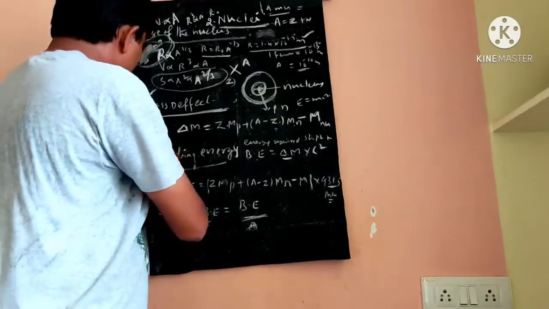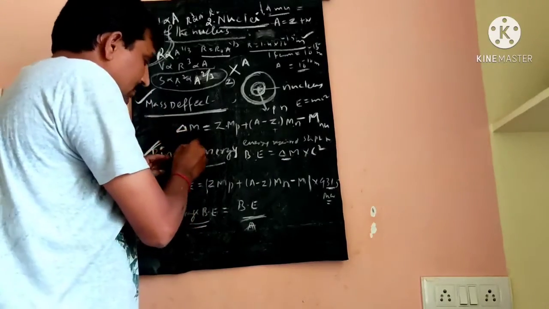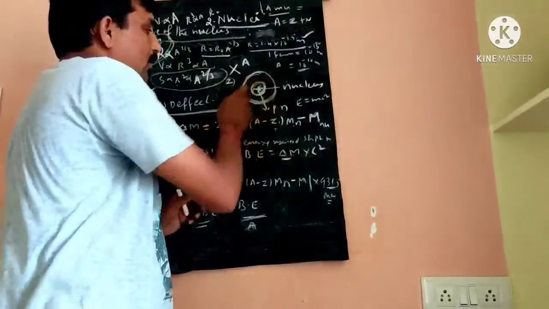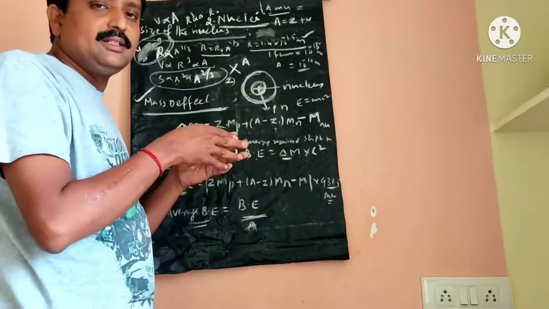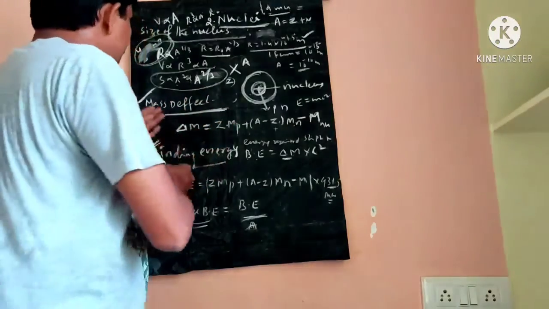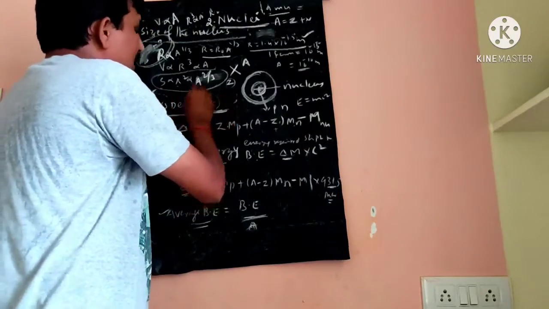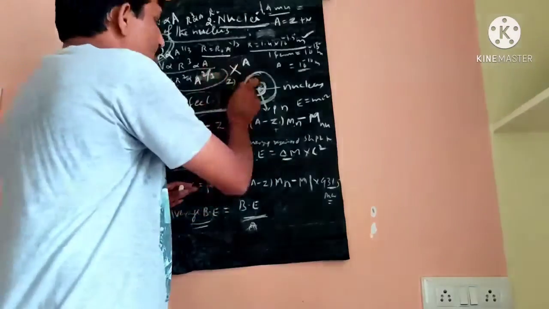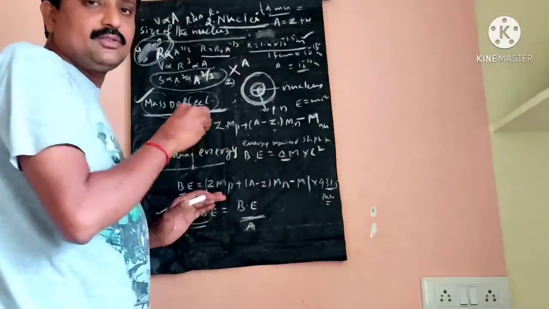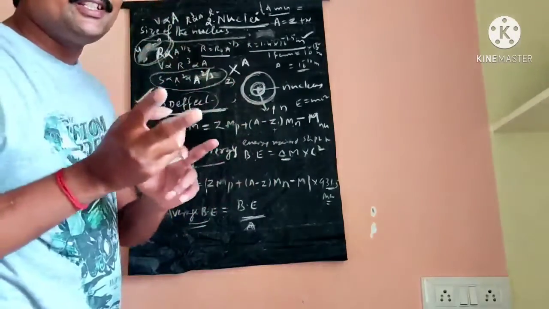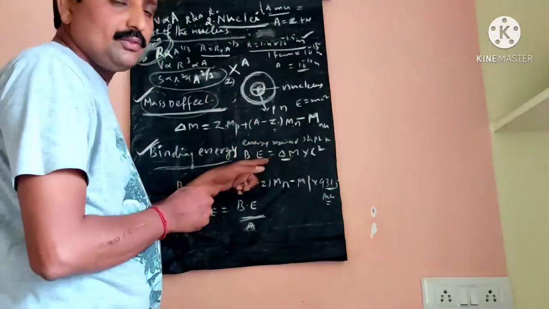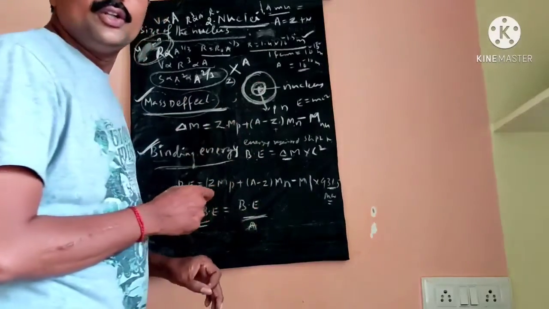When the proton and neutron form a bond in the nucleus, it requires some energy. So the energy is taken from their masses. That's why the mass defect occurs in the nucleus. The actual mass is less than the sum of the nucleon masses, so some amount of mass is converted into energy. The energy is utilized to form the bond between protons and neutrons. That's why mass defect occurs in the nucleus.